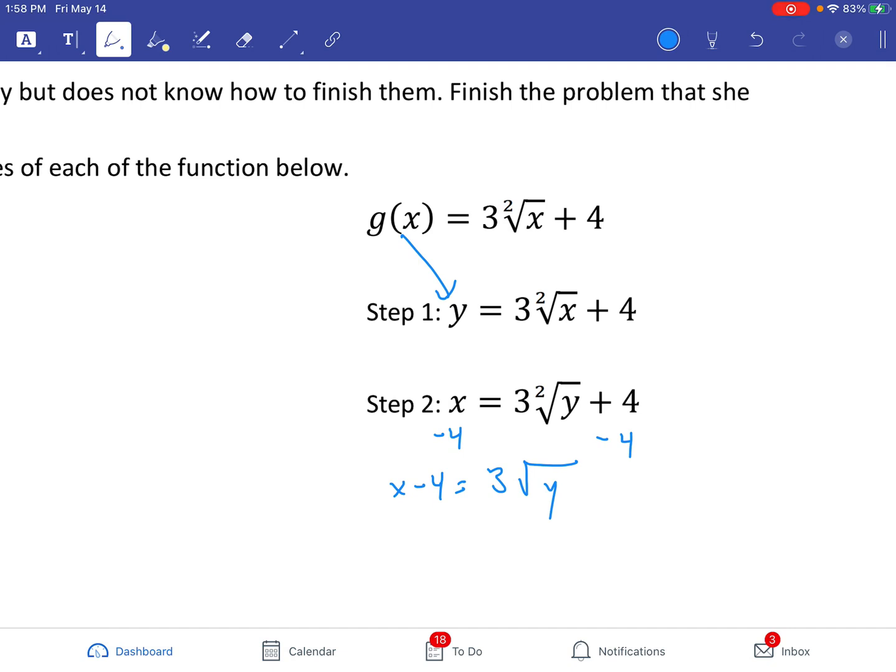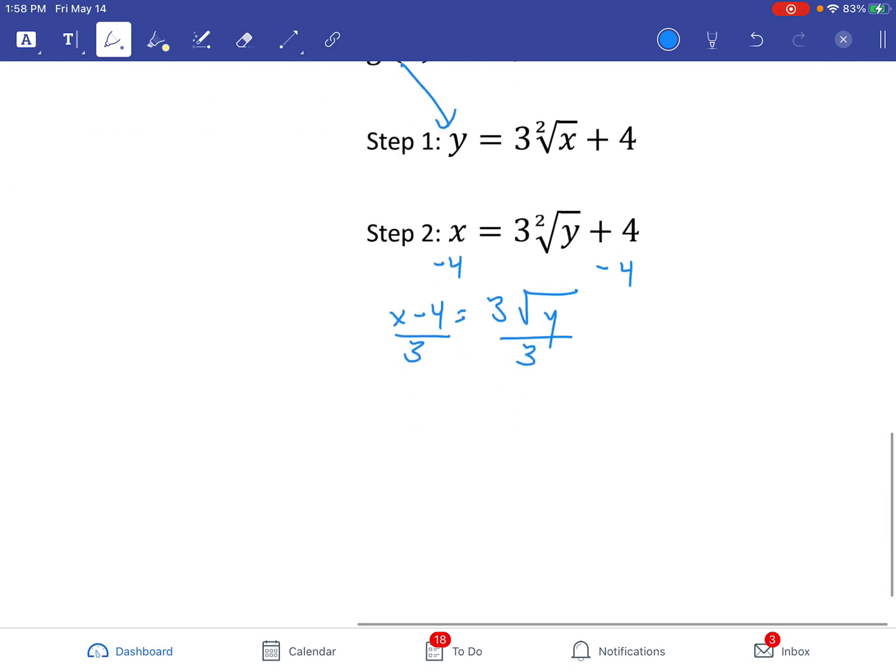Okay? And when you're doing square roots, if that was a cube root, you have to keep it in there. But it's a square root, so I don't really need to write it out. If you want to put it in there, it's not technically wrong. I'm just letting you know. All right, before we can get rid of that square root, though, we have to divide both sides by 3. So we have x minus 4 over 3 equals the square root of y.